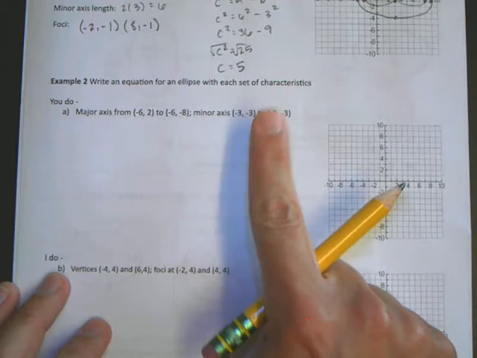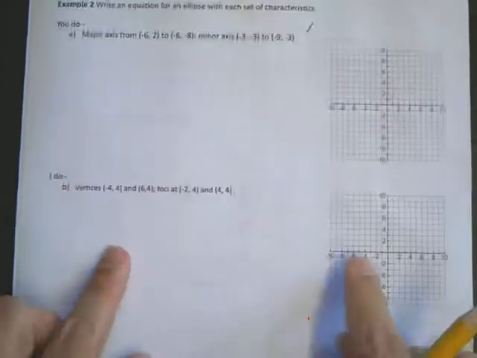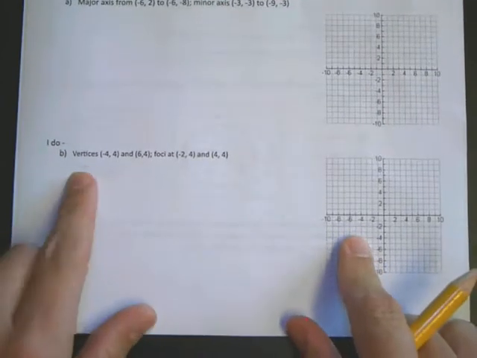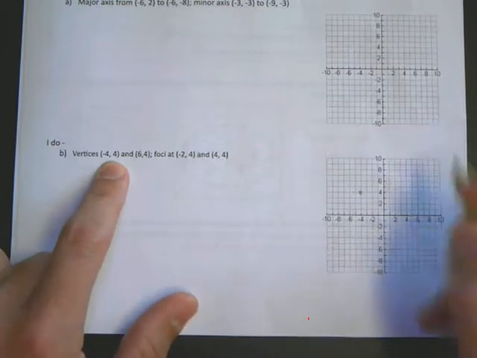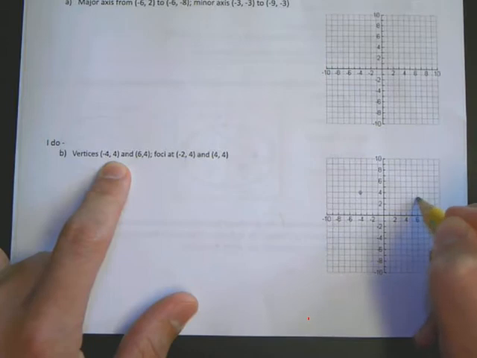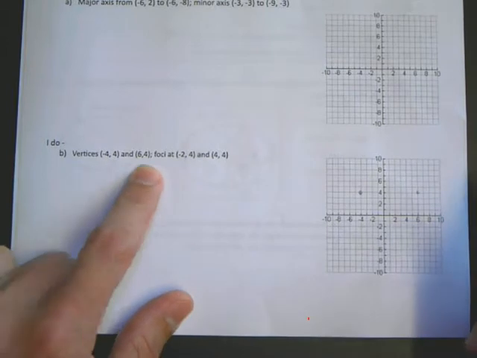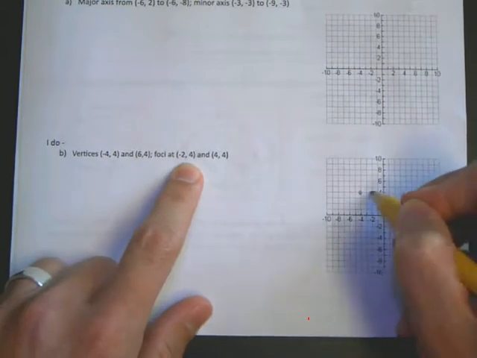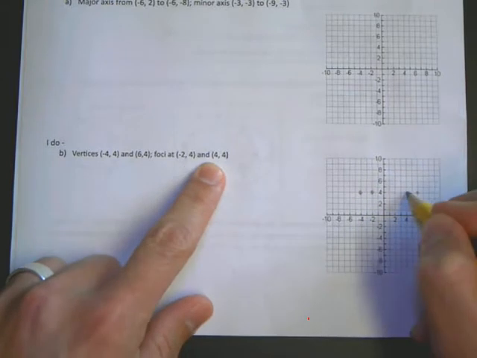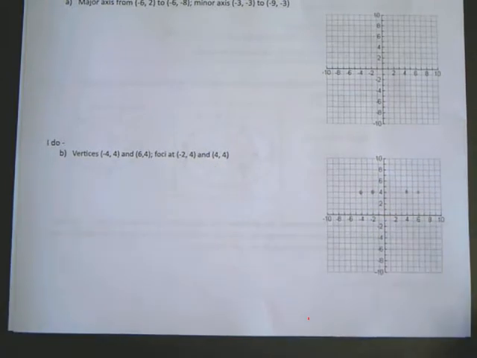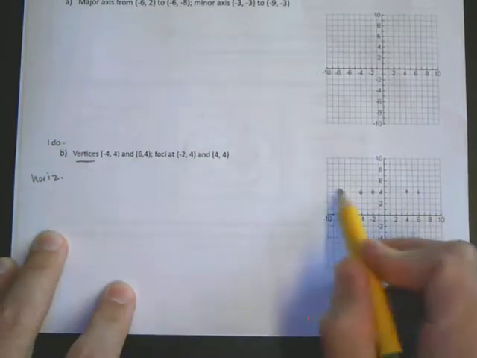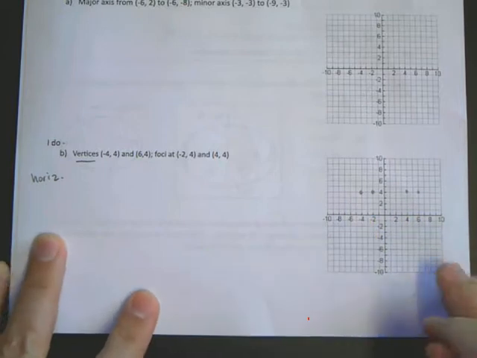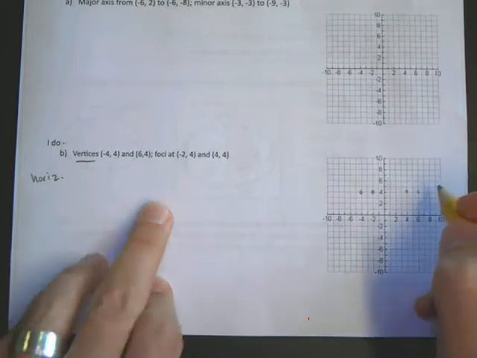I'm going to do this one because it's a little bit trickier. So our vertices are at negative 4, 4 and 6, 4. Always plot the points it gives you. 1, 2, 3, 4. Good. Our foci are at negative 2, 4 and 4, 4. That's excellent. This is great. Because those are our vertices, we know this is a horizontal orientation because that makes this our major axis. Yes, that is good. We also know the foci lie on that, so therefore we know it's our major axis.